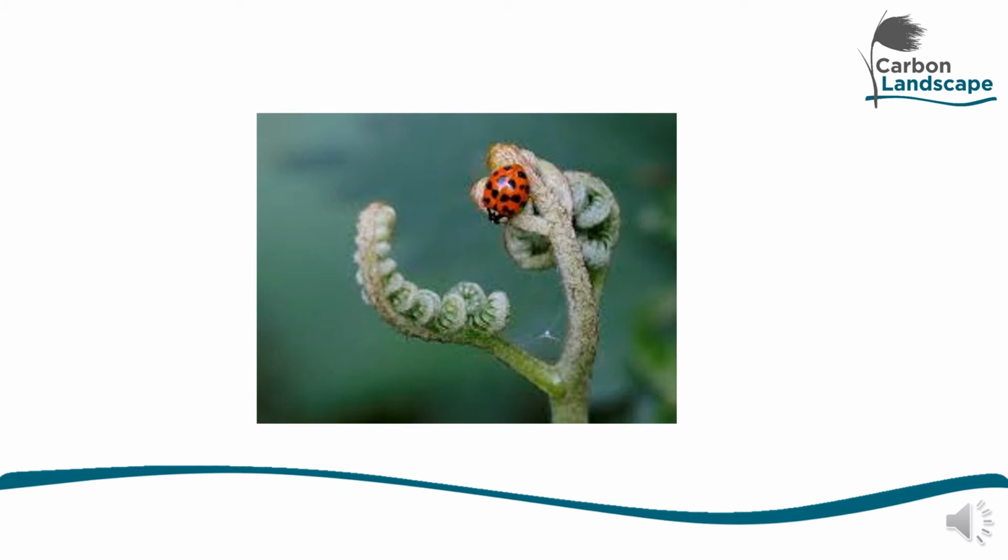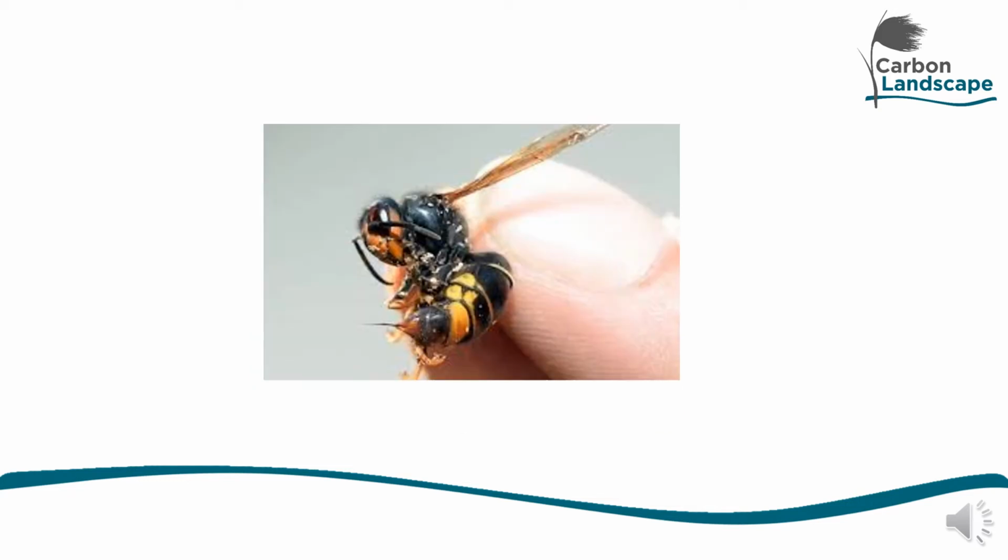Harmonia axyridis, the Harlequin Ladybird. These came over in the early 21st century, so not that long ago. They have a voracious appetite. They eat mainly aphids, but when it runs out of those, it does eat the native ladybird larvae. Vespa velutina, the Asian hornet. These kill and eat the native bees, wasps, and other flying insects.